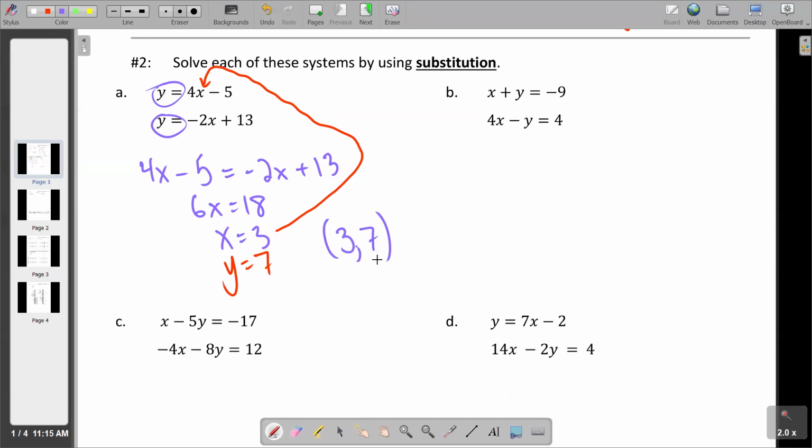Are we still perfect? I actually don't know why we're wrong. Did you make a box? Yeah, I made the box. Where'd you make the box? What'd you put in the 4x minus box? 5. Okay, and then you put that in place of the other y. Yeah, so it's 4x minus 5 minus 2x plus 14.